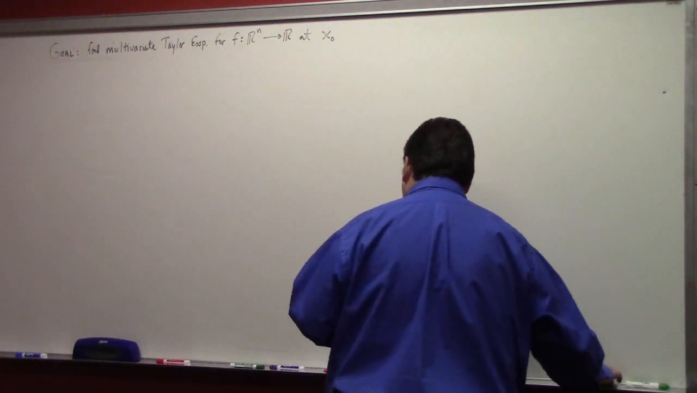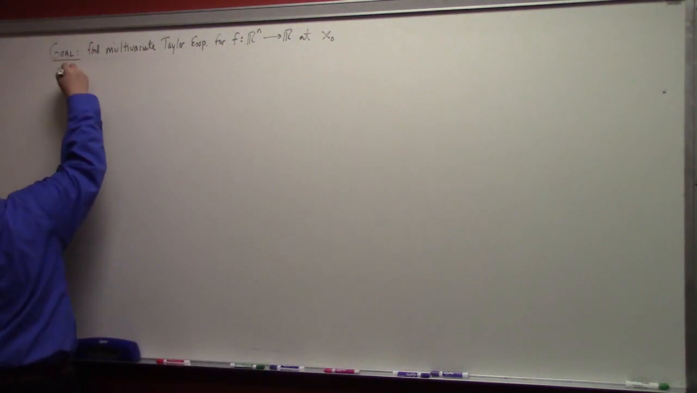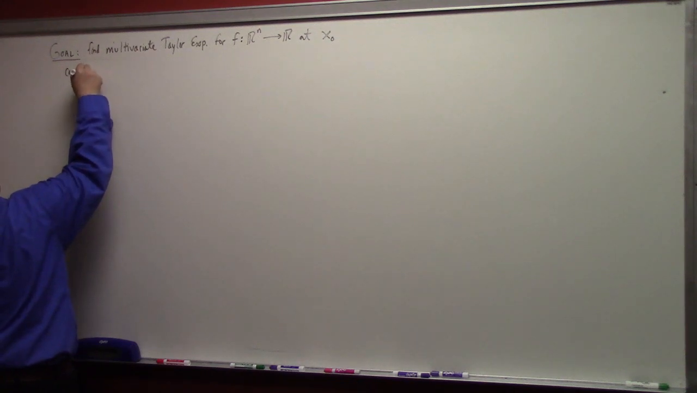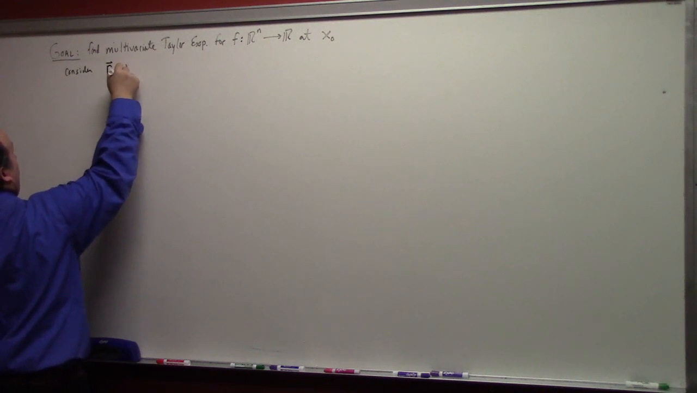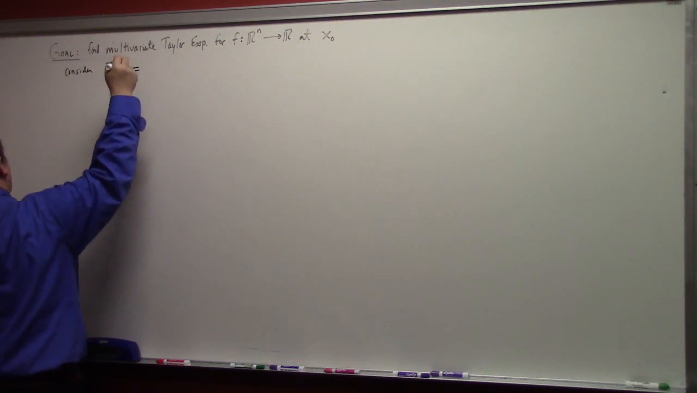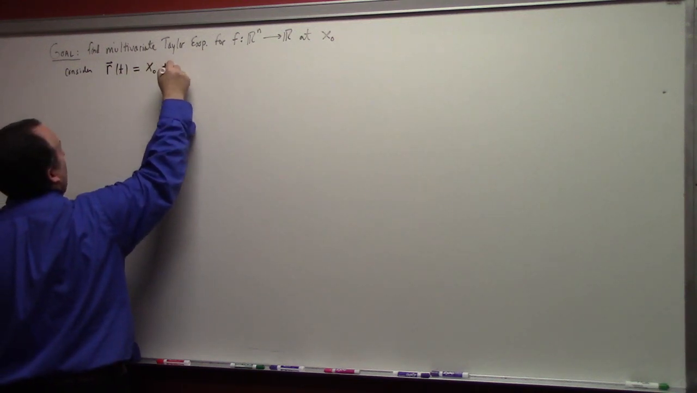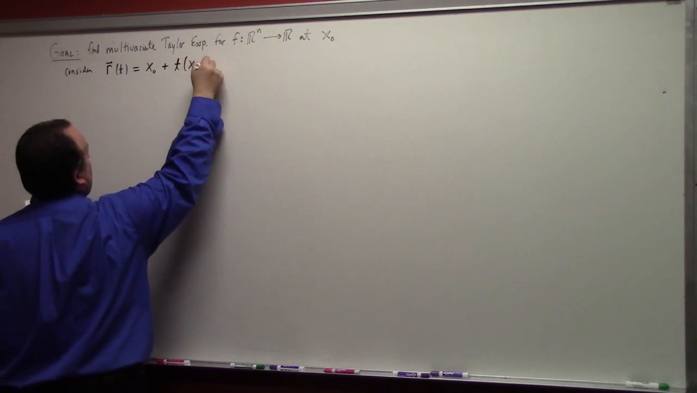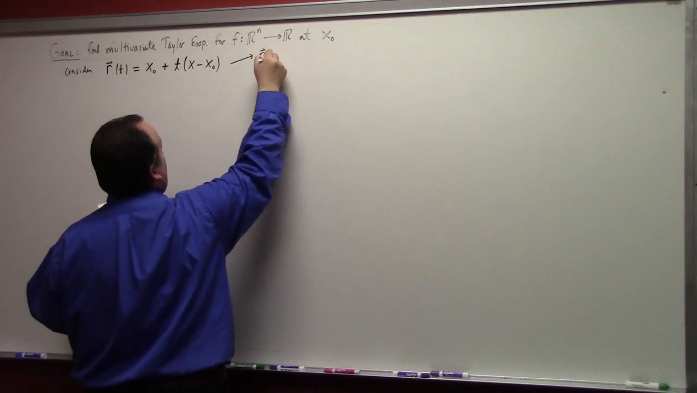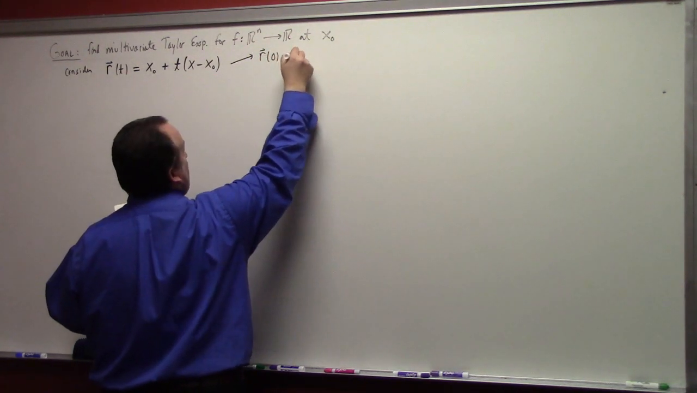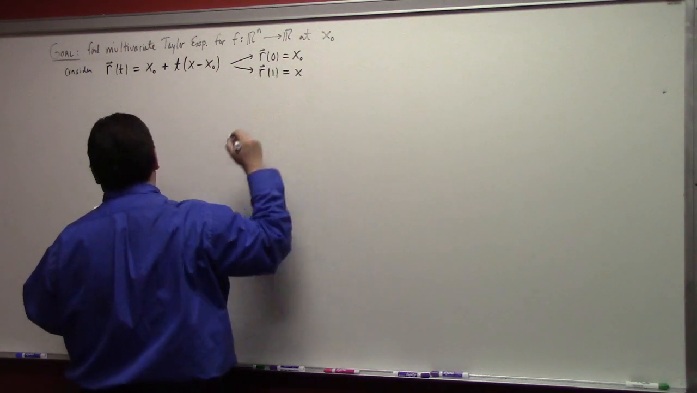So towards that end, I am going to consider a path, let's say r of t, which is equal to x naught plus t times x minus x naught. So in this setup, we have r of 0 as x naught, and we have r of 1 as x. All right?